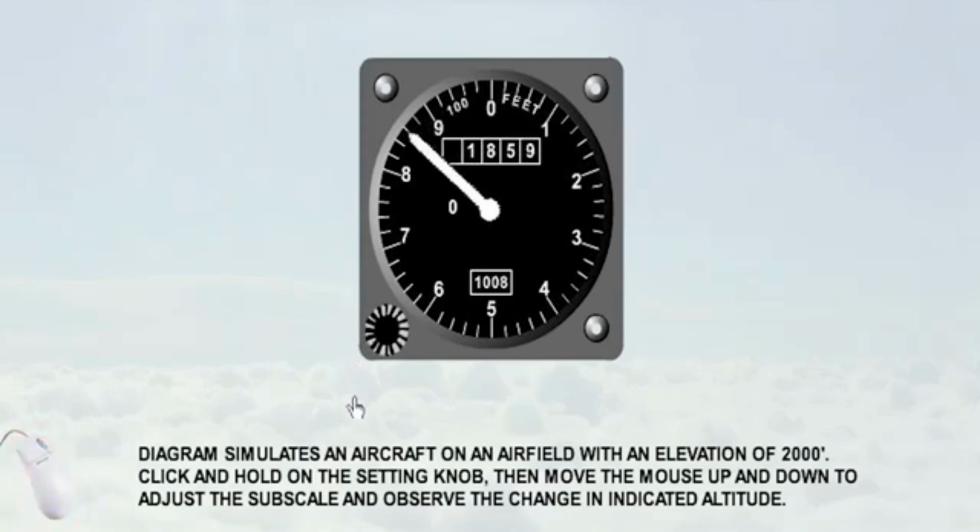A change in altitude or surface pressure has no direct effect on the reading of the subscale. It only changes when the pilot turns the setting knob. British altimeters have a subscale setting range between 800 to 1050 millibars.